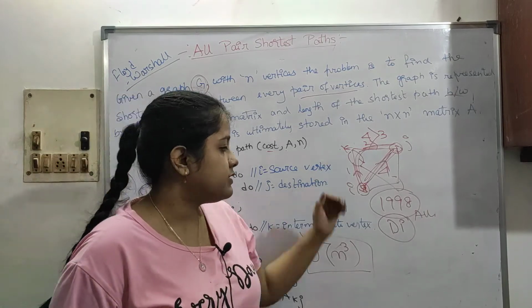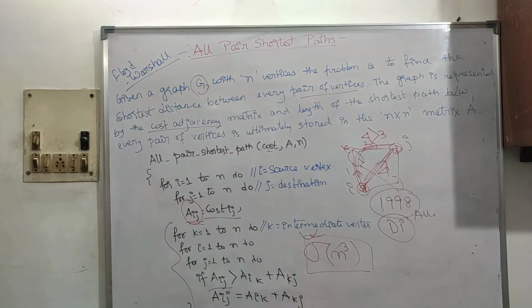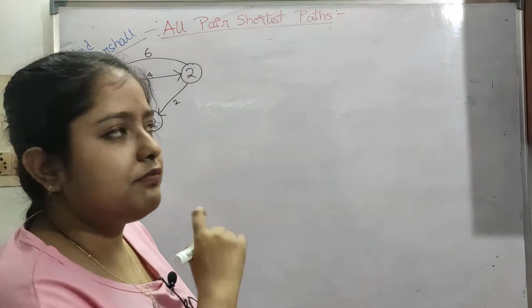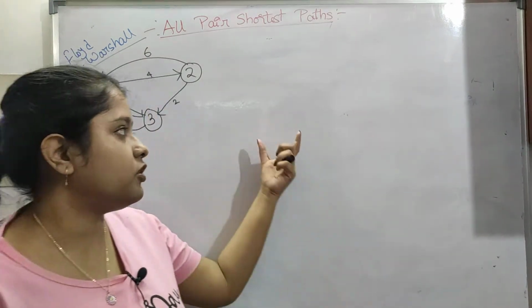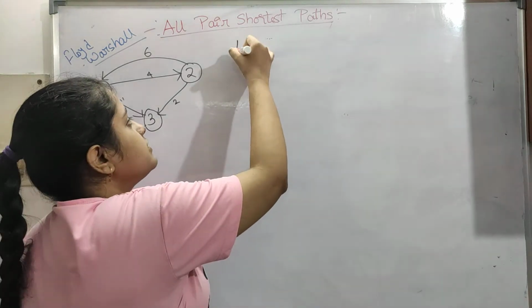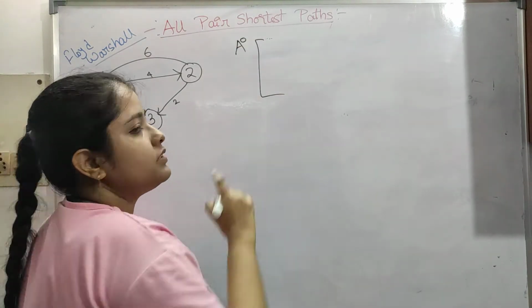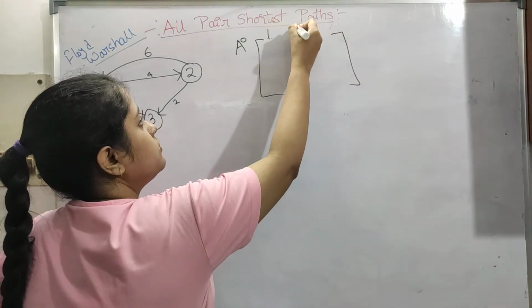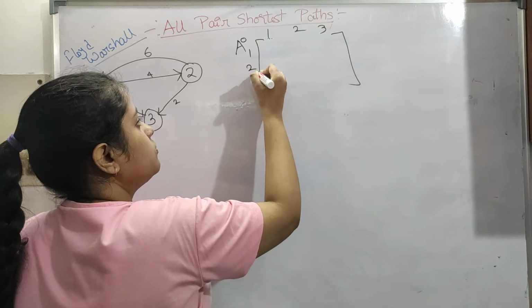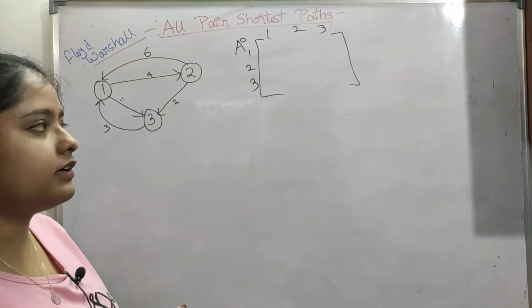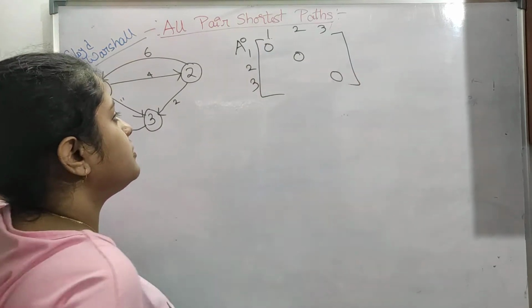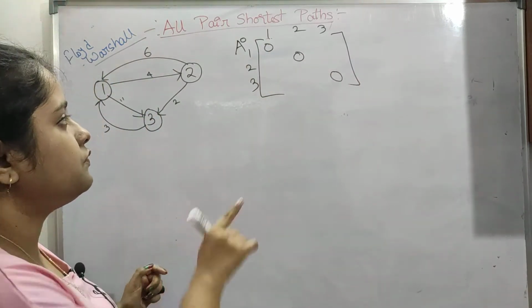Okay, so let's take an example and find out the minimum cost between every pair. First thing, let's say A is 0. First just write the adjacency matrix here, 1 2 3, 1 2 3. This is a directed graph. So 1 1 will be 0, 2 2 will be 0, 3 3 will be 0, because there is no self loop present, so everything will be 0.